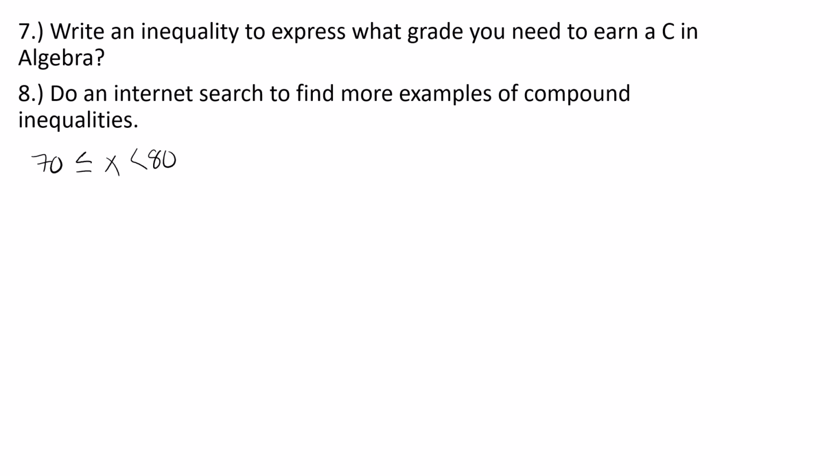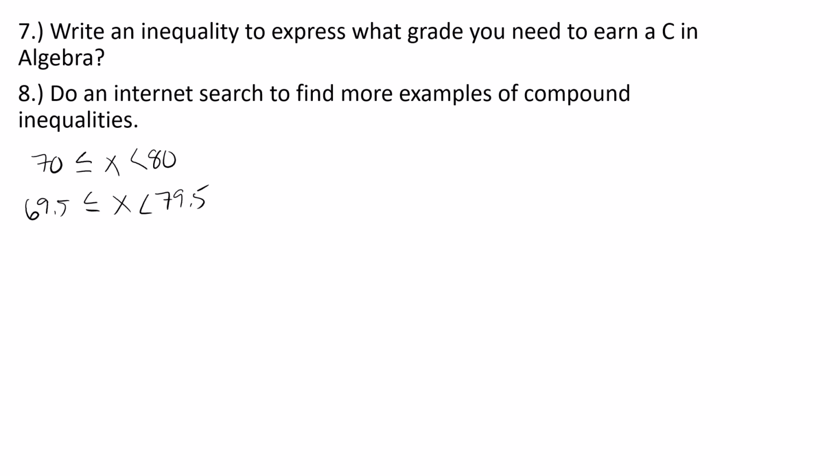Some schools do have different thresholds for that. I know some schools, like you need a 75 to get a C. And then you've got the whole rounding thing that might go on. So you might have 69.5 is less than or equal to x is less than 79.5. You could do something like that if your teacher or your school rounds. The important thing with this problem is that you know how to take that situation and write an inequality for it.